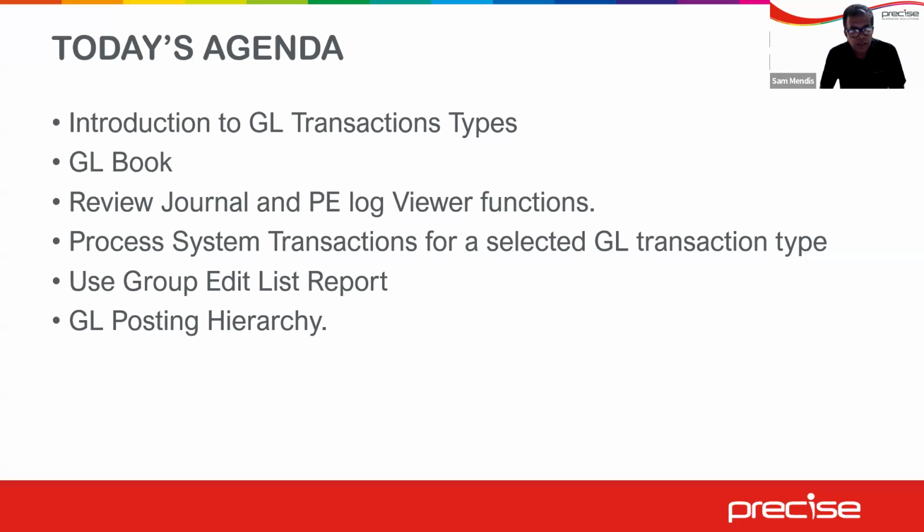In today's agenda, I will have a look at the GL transaction types, GL book, review journal, and PE log viewer. If anyone's wondering what PE stands for, that's for the posting engine. Also group edit listing reports, and I have selected the AP invoice miscellaneous GL transaction type for today's session. We'll also have a look at the GL posting hierarchies for AP invoice transactions.